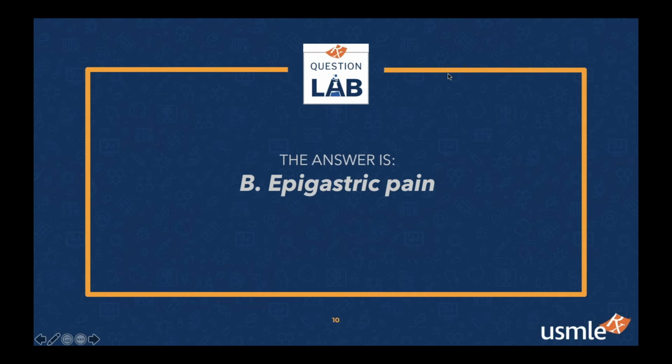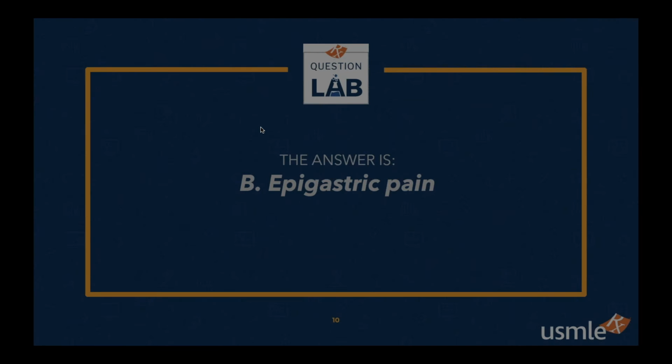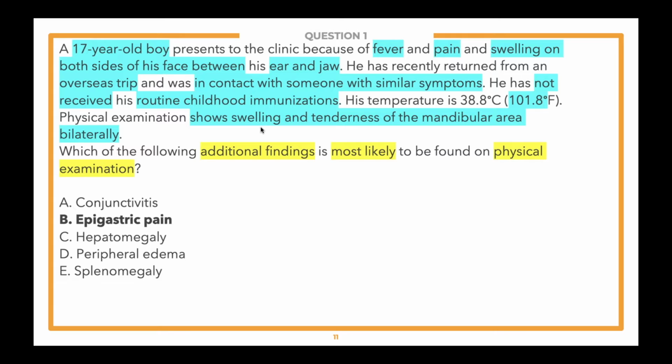Thank you, Sean. Yes, definitely a tough question. So let's see what's going on here in this question. Well, if we take a look, we see that this patient has fever and swelling on both sides of the face between the ear and the jaw. So you want to think about swollen parotid glands, aka parotitis. Now this, in the setting of fever, should make you think about mumps.